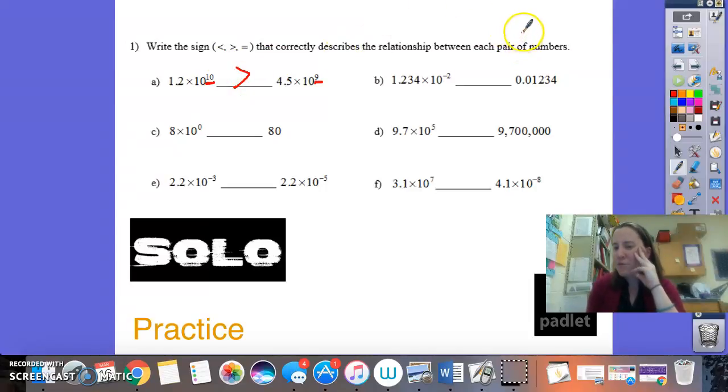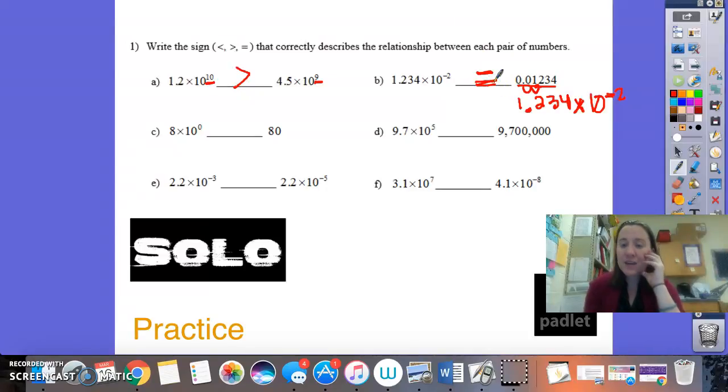If they're not both written in scientific notation, the first thing you would want to do is make it so that they are. And so I would want to rewrite this as, I needed to move this one to 1.234 times 10 to the negative 2nd power, since I had to move that 2 places in order to make that number. And so these two are equal to each other.